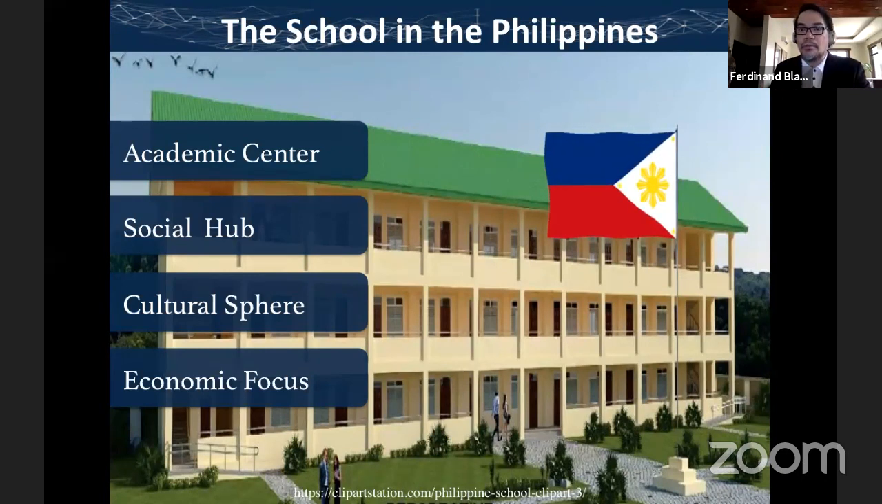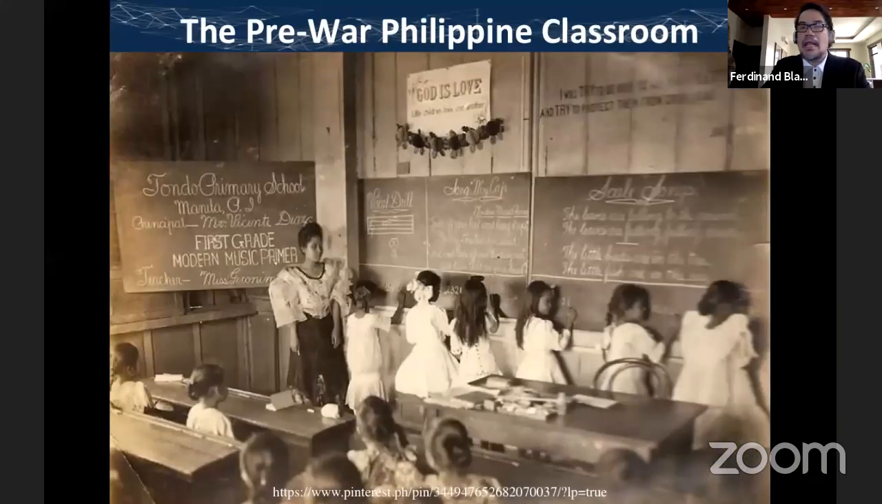And the school, during the pre-war Philippine classroom, this is how it would look like. Diba? Sa palagay nyo, anong tinuturo nila? Ano kayang tinuturo nila sa eskwelahan na to? Ayan, you're right. It's music, no? So this is the Philippine classroom during pre-war Philippines.